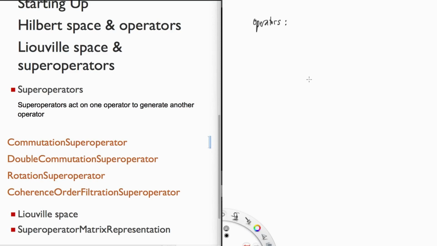Operators convert one ket into another ket. We've seen some examples of that already. So in a single spin half system, when we apply the shift up operator to ket beta, we get ket alpha. So the ket beta is converted by the shift up operator into ket alpha. Superoperators convert one operator into another operator.